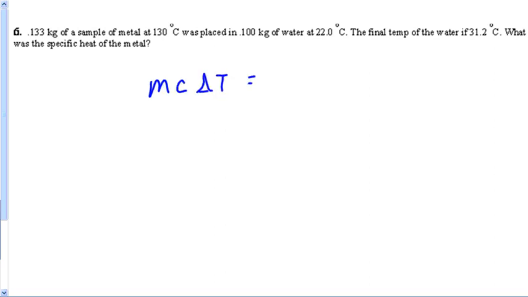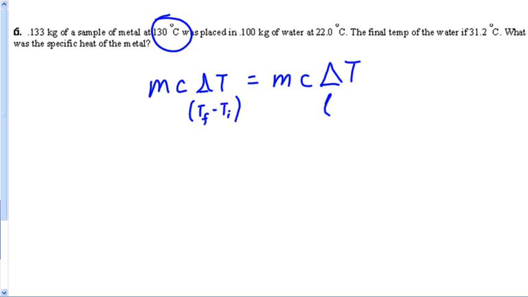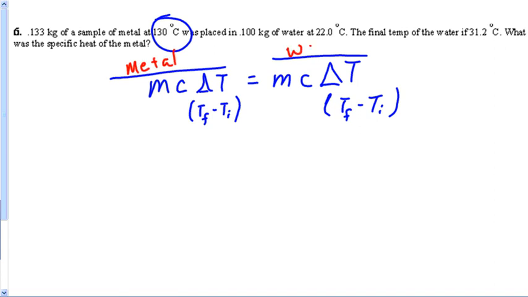We're taking heat and we're going to make it equal to heat. Just like this. Now, since this one gave me a bunch of temperatures, I'm going to use Tf minus Ti instead of delta T. Sorry, I'm used to doing physics. So anyway, I've got a piece of metal being put in a piece of water. So this side is going to be my piece of metal. This side is going to be my water. This problem is just seeing if you can make mc delta T equal mc delta T.